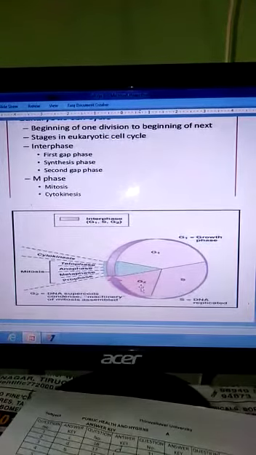Next one, G2 phase, the pre-mitotic gap phase. This is RNA and protein synthesis. DNA supercoils. Next one, mitosis, M phase. This has four phases, very important: first prophase, metaphase, anaphase, telophase. The last one, a small phase, is cytokinesis. Okay.